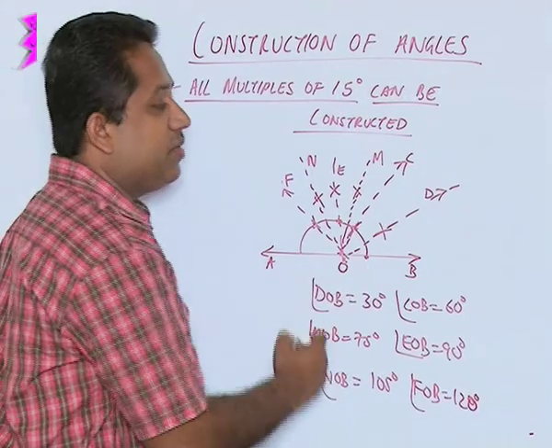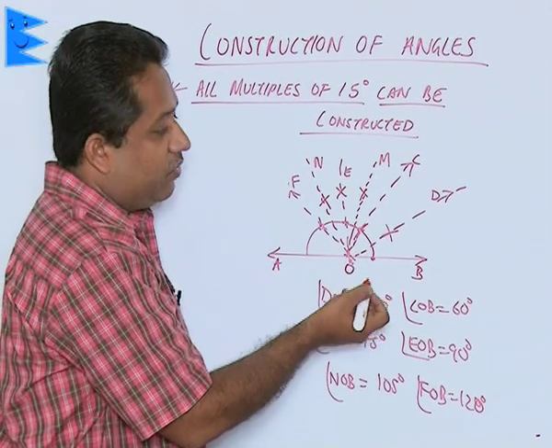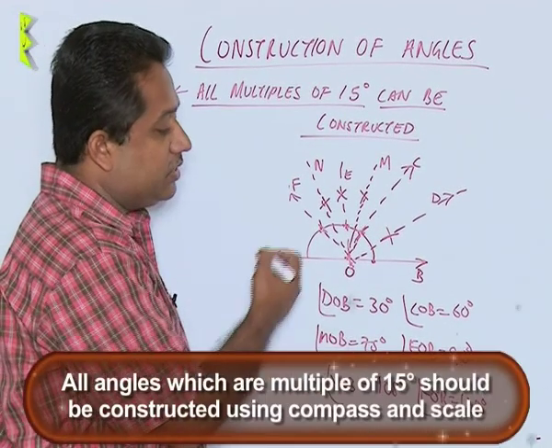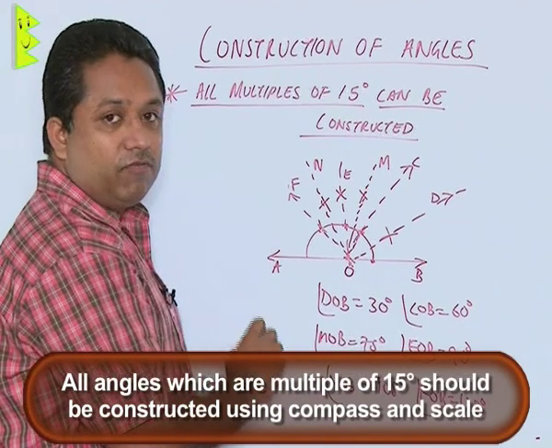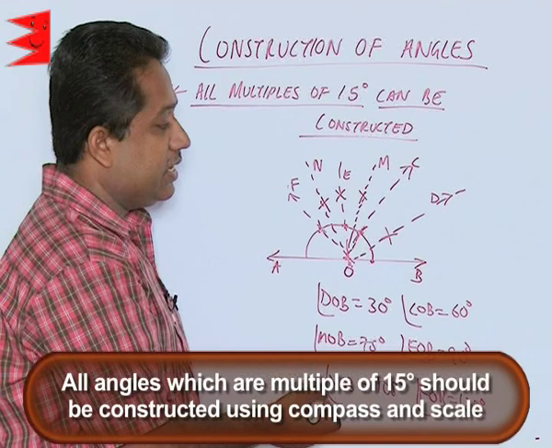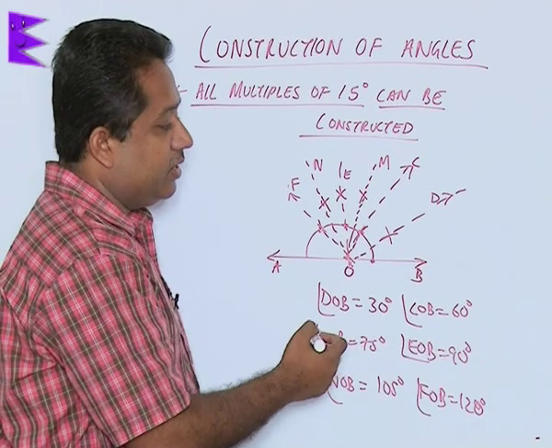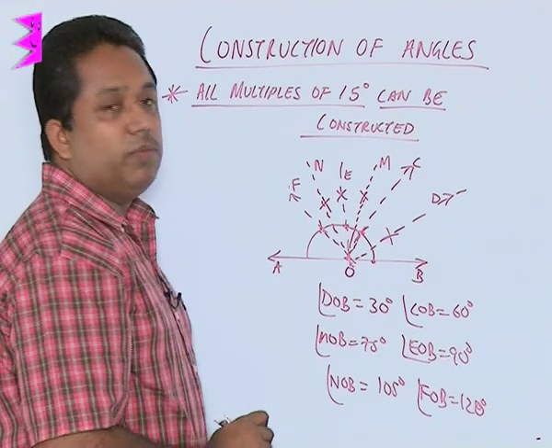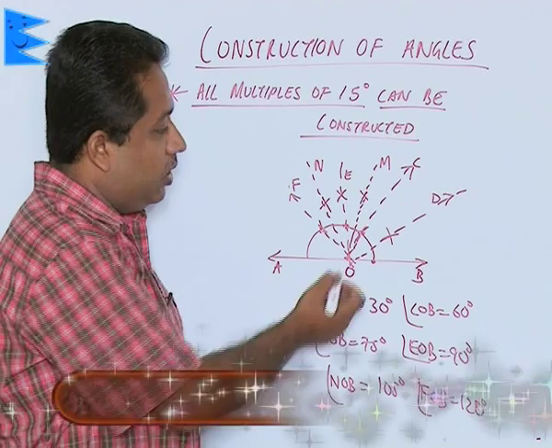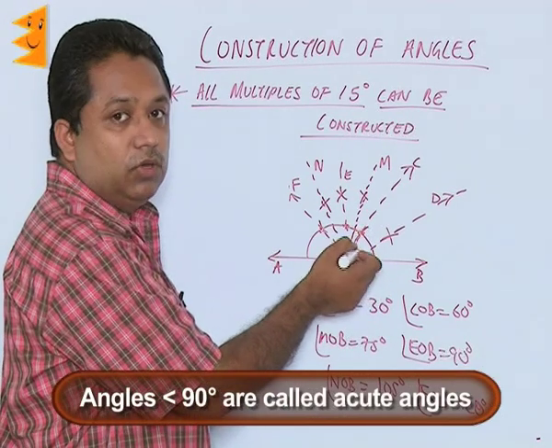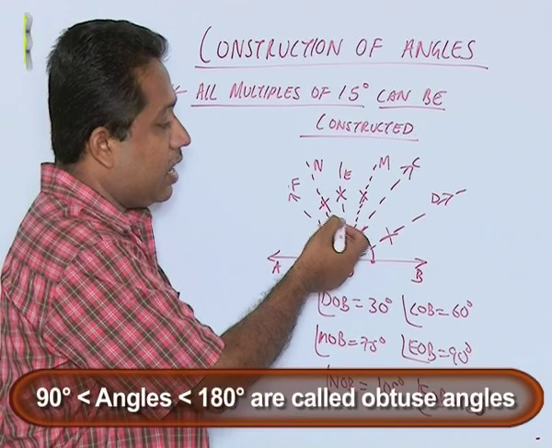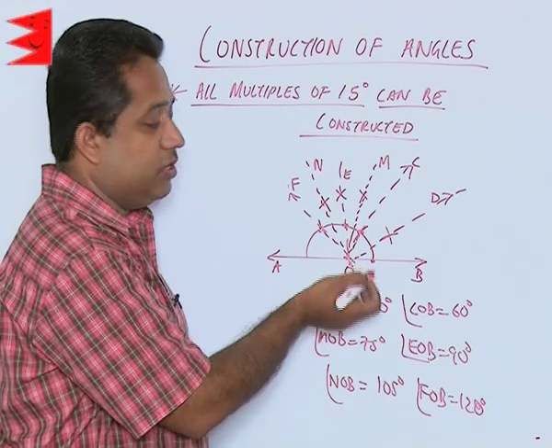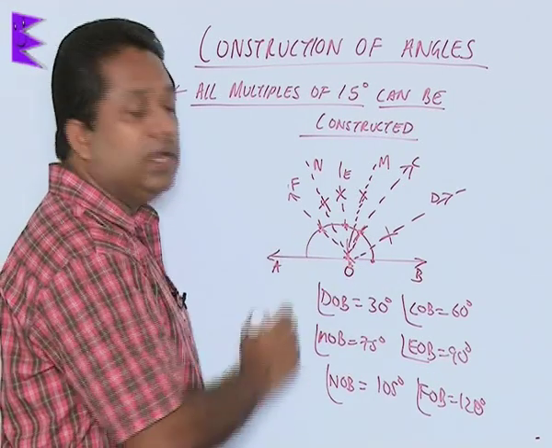So these are the angles which are mainly going to be asked: 30, 45, 60, 75, 90, 105, etc. So all these which are multiples of 15 degrees have to be constructed with the help of a compass and a scale. All the other angles, suppose we get 32 degrees or 35 degrees, then since they are not multiples of 15, we will have to make use of a protractor. All the angles which are below 90 degrees are called acute angles, and all that are above 90 but less than 180 are called obtuse angles. So we have acute angles between 0 and 90, and we have obtuse angles between 90 and 180.